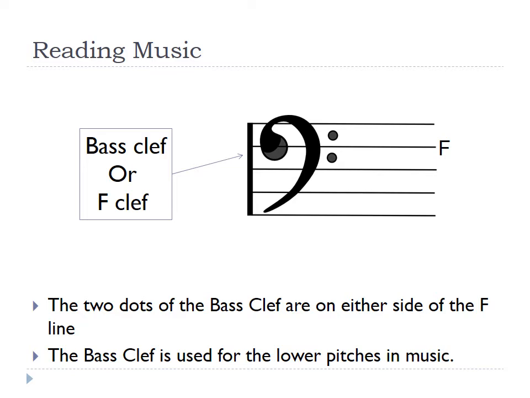The other well-known clef is the bass clef, or the F clef, which looks like this. It is called the F clef as the beginning of the clef curls around the F line, and the 2 dots that you see on either side of the F line. The bass clef is used for the lower pitches in music. So like the treble clef, it starts on middle C over here. But unlike the treble clef, it deals with the lower notes, for example, and all the way down to the bottom.